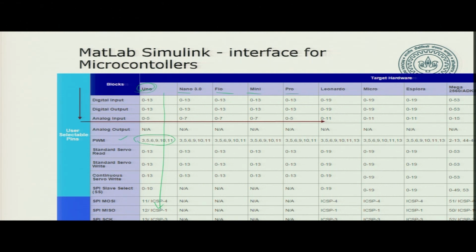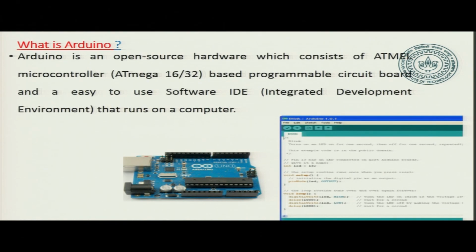So, what we will be looking at is one particular kind of microcontroller, and we will be studying the Arduino microcontroller, and this Arduino basically is an open source hardware. So, it is an open source hardware which consists of the Atmel microcontroller, which is this one. So, this is my Atmel microcontroller. It is basically Atmega 16 or 32, and it is a programmable circuit board. So, this is my programmable circuit board.